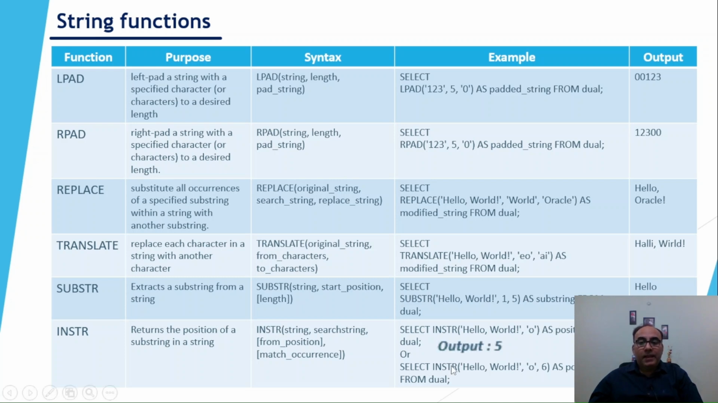Then another flavor here is select INSTR('hello world', 'o', 6). Here we want our search to start from position 6. Position 6 is this one, the comma is at position 6. So from there the system will start searching for the o character. The next o is at the 9th position, and that's the reason the output here is 9.